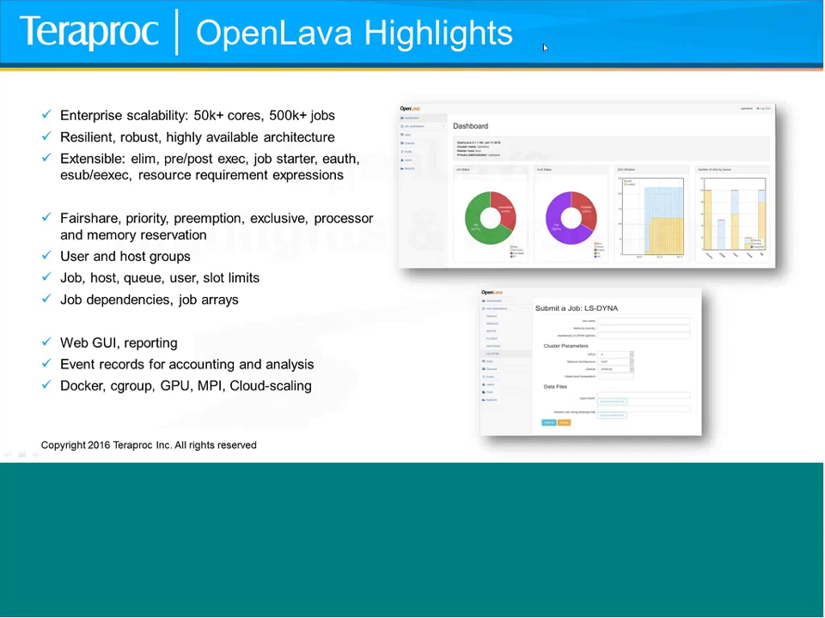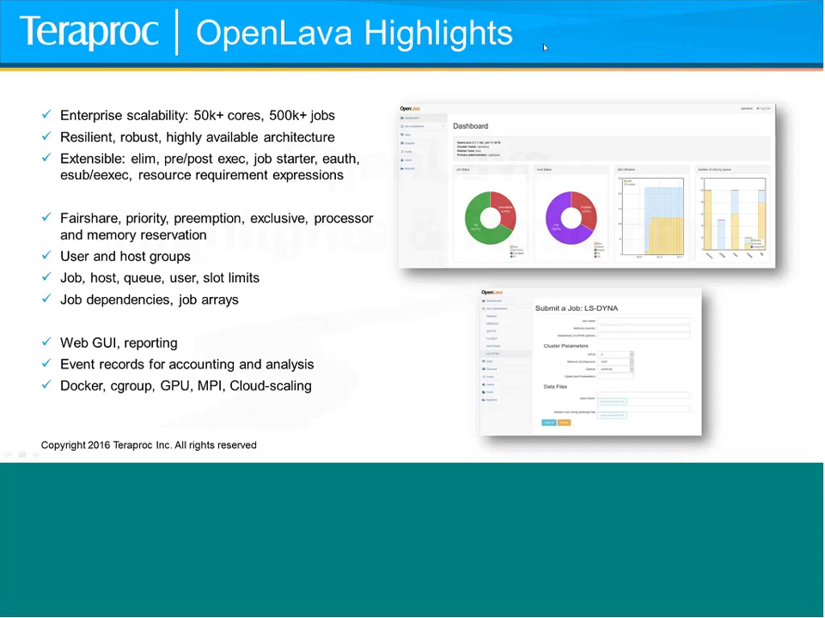And then rounding it up, in the context of heterogeneous multi-user environments, all those concepts of user groups, jobs, and dependency arrays, those kinds of controls are all part of OpenLava. And that's one of the reasons why we've seen an uptake of enterprise customers looking at using this software.